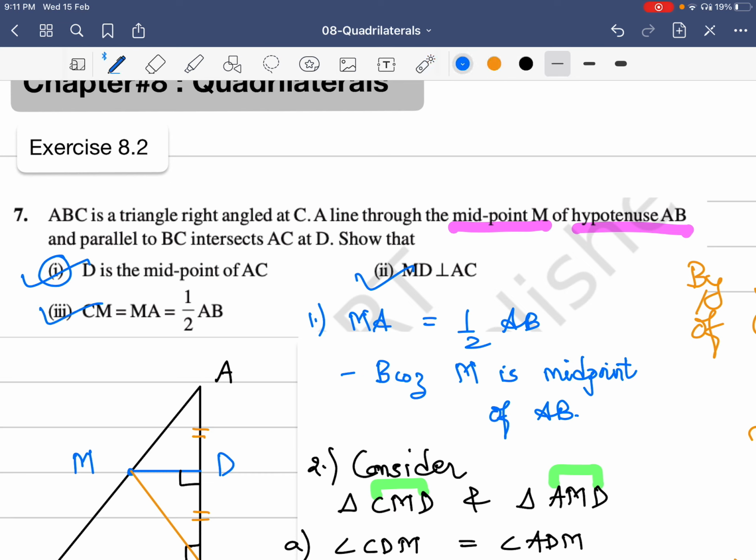So thus, as we can see, for this question number 7, step by step we went and we proved point number 1, point number 2, and point number 3.